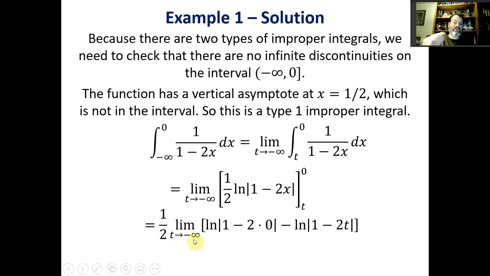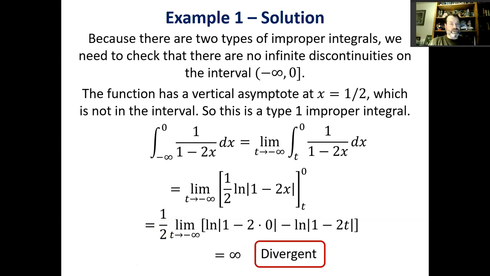Once you've plugged in the values into the integral and it's expanded out, now you can plug in negative infinity. So this is natural log of 1 minus 2 times 0. So this is natural log of 1. Natural log of 1 is 0, so this whole thing goes away. Then we have negative natural log of the absolute value of 1 minus 2 times negative infinity. That just becomes positive infinity. So natural log of infinity is infinity. And then multiply by 1/2. Half of infinity is infinity. But you don't write infinity, you just say divergent.